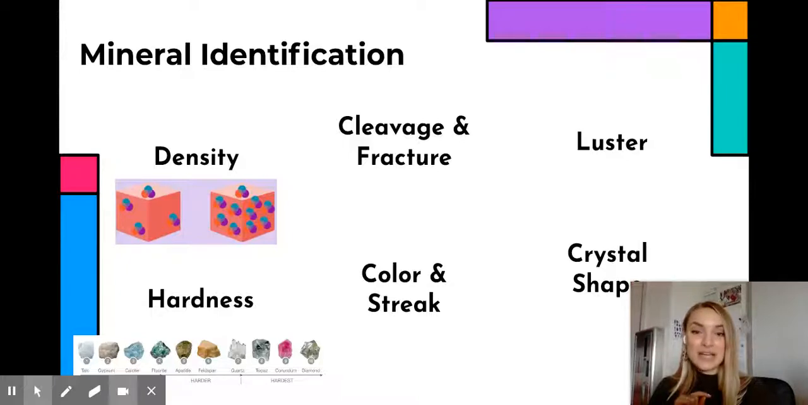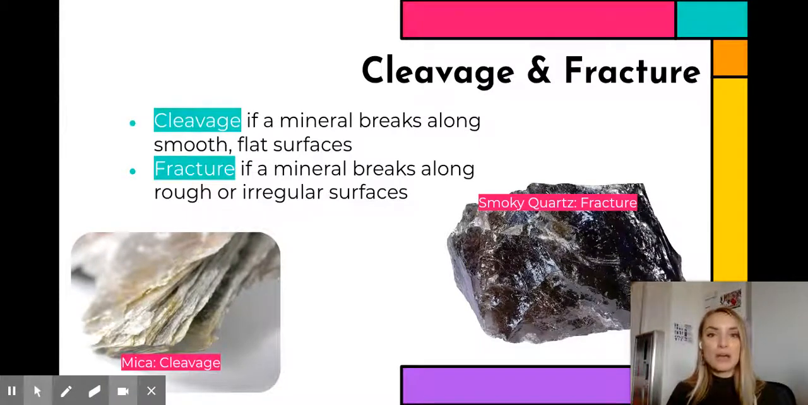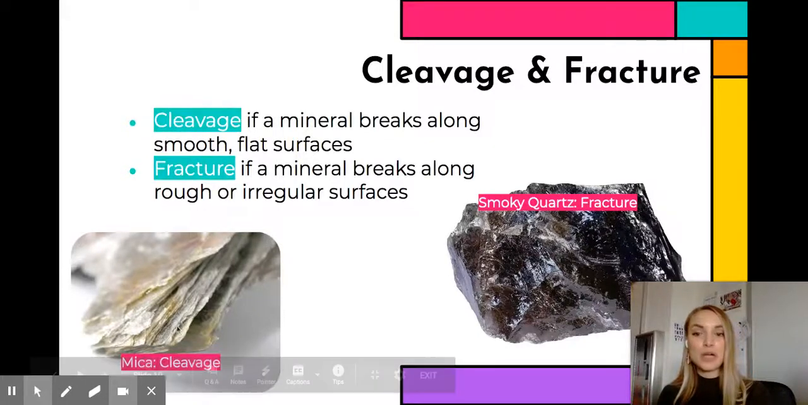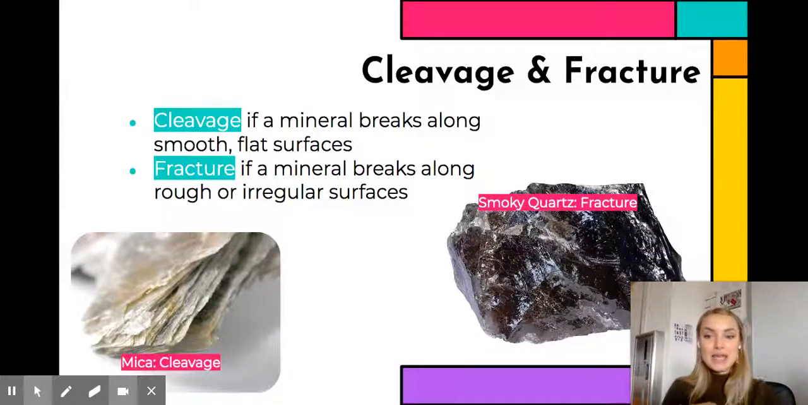Next, we're going to take a look at the middle column. We're going to look at cleavage and fracture. So cleavage and fracture talk about how different minerals break. Cleavage is a description of minerals that break along flat and smooth surfaces. So if we look down here at this picture of the mineral mica, mica shows cleavage planes. It breaks off in kind of flat layers. They look almost like pieces of paper.